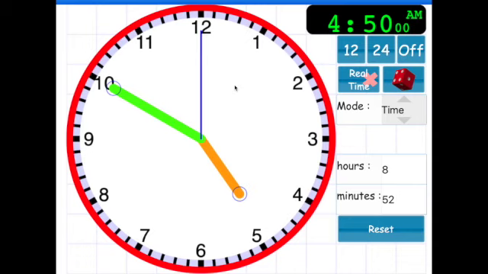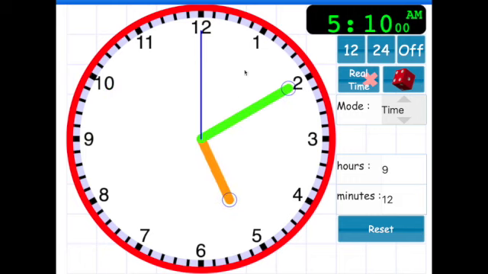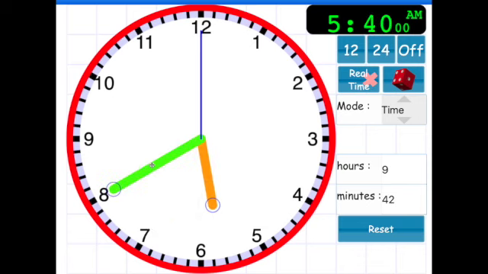What time is it? That's right. It is 10 to 5. What time is it? That's right. It is 10 past 5. What time is it? That's right. It is 20 to 6.